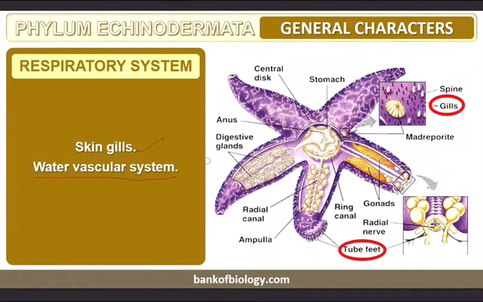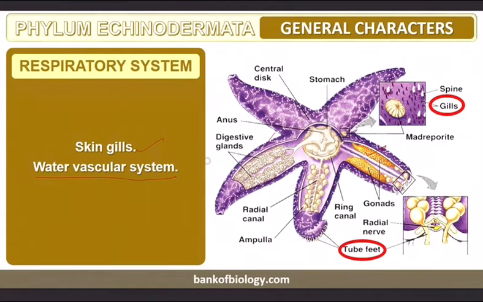How about respiration? You have seen in many animals, unfortunately, there were no respiratory organs at all. At the most, skin was doing respiration. But here, you got gills. And the most important feature of the echinoderms is the well-developed water vascular system.